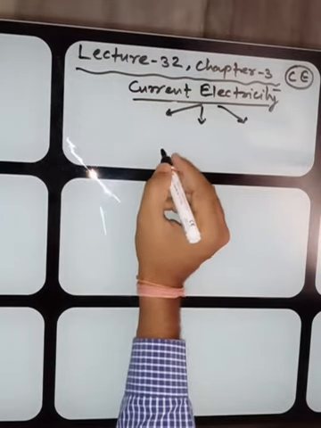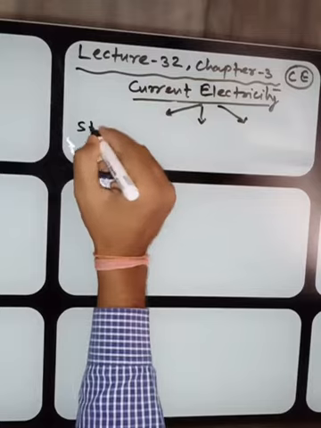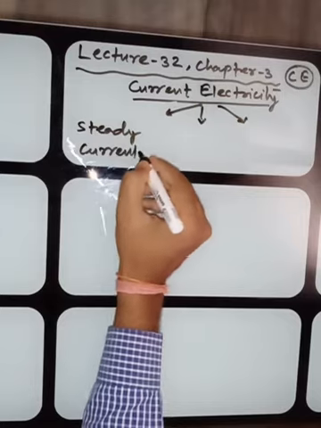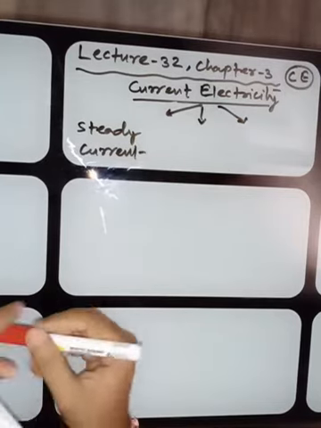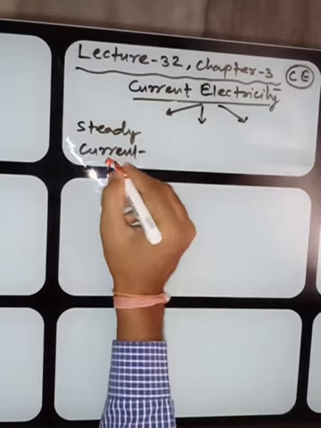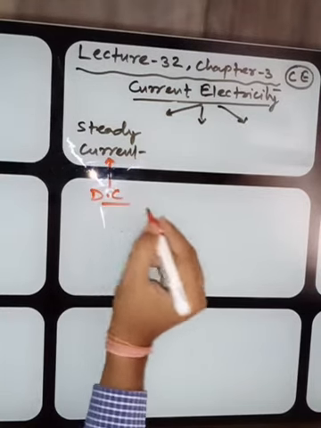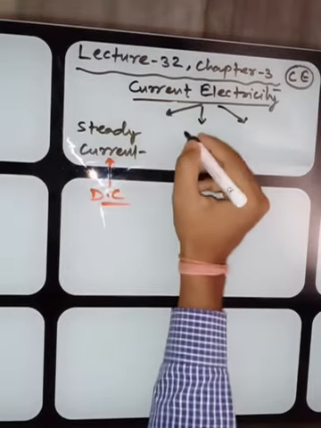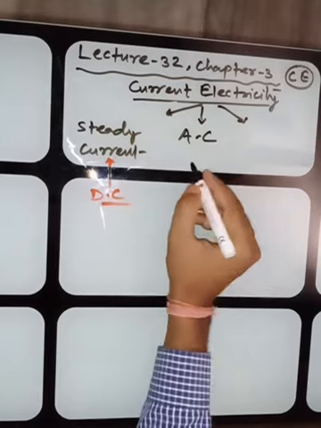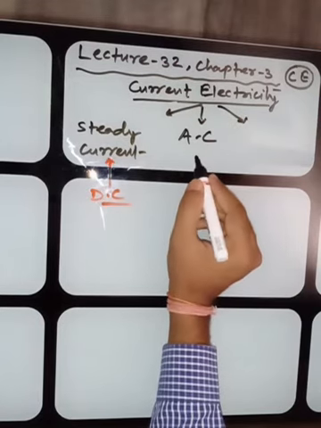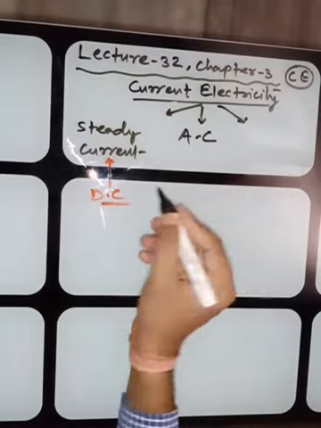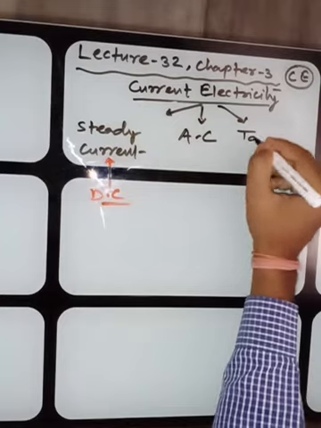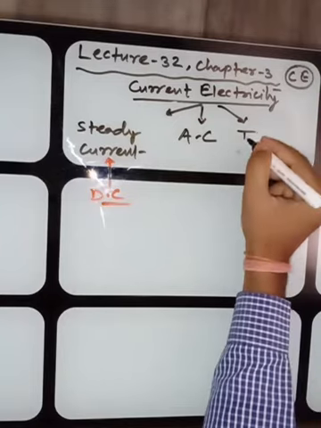One is called the steady current. This is also called DC, that is direct current. Now the second one is alternating current, or AC. Remember, in short I am writing here the alternating current. And the third one is the transient current.